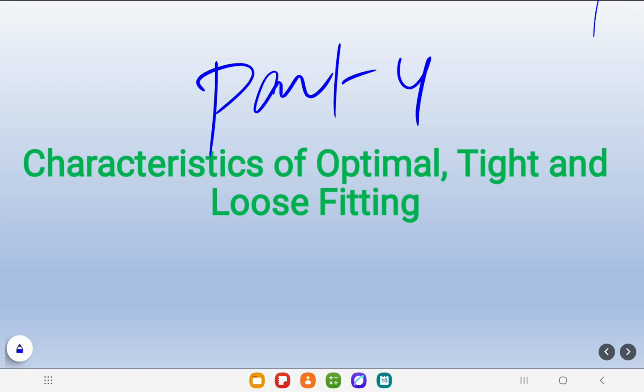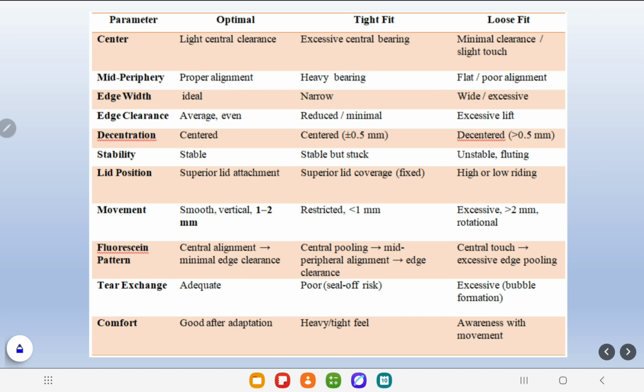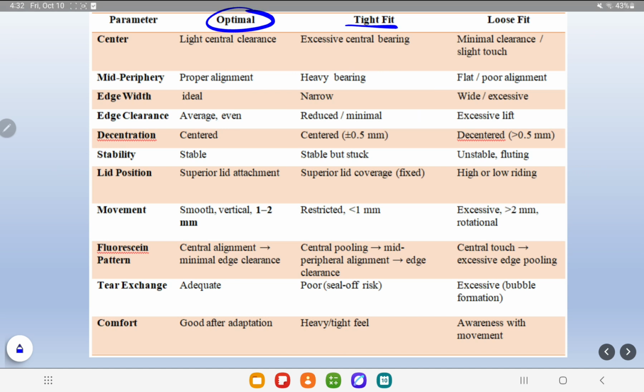Okay, let's discuss part 4 of RGP contact lens fitting. We are going to discuss the characteristics of optimal, tight fitting, and loose fitting. I'm going to discuss it in one slide. In this slide, this is optimal, this is tight fitting, and this is loose fitting, and we are definitely going to contrast them with one another.